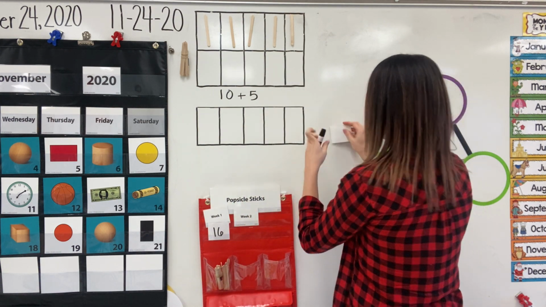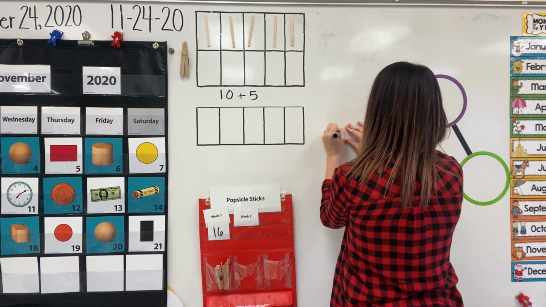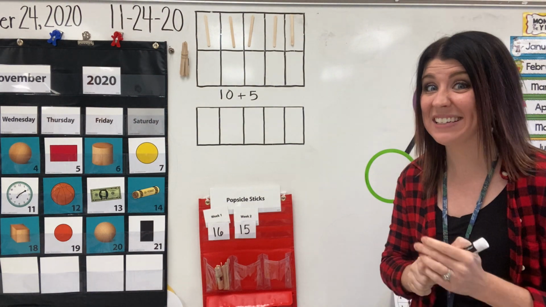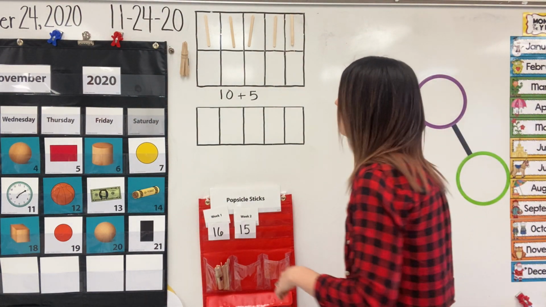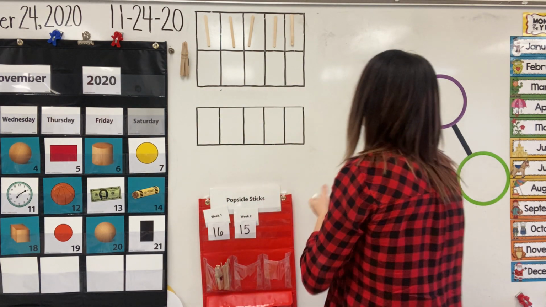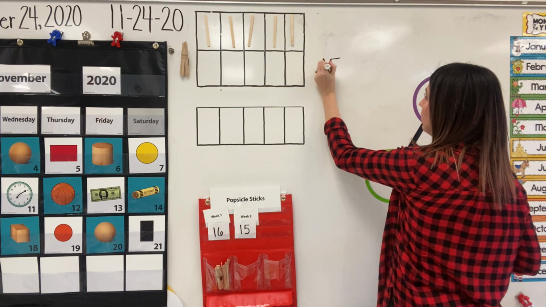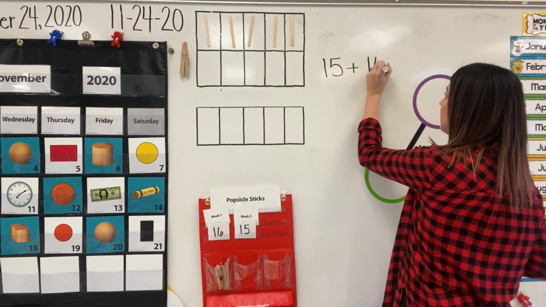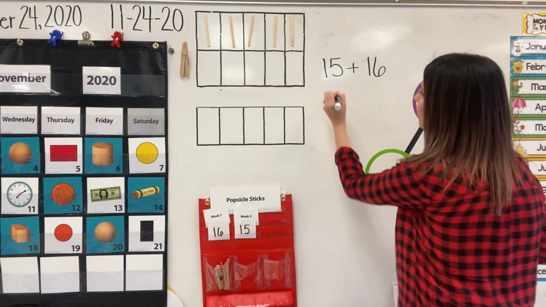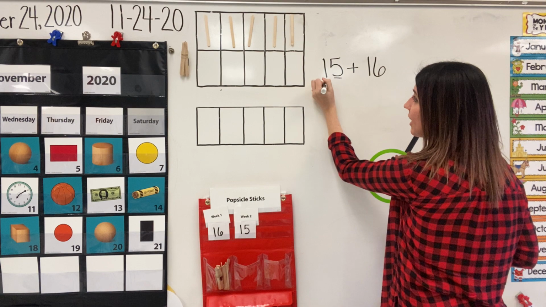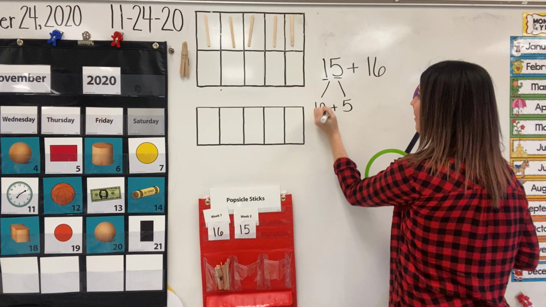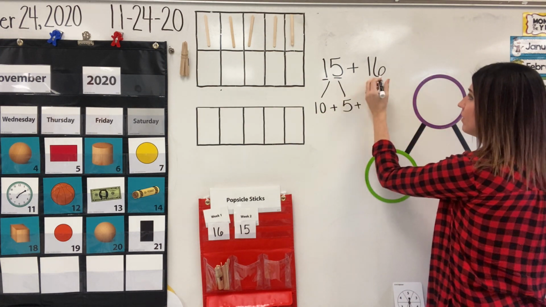Then we have a really big challenge. I want to figure out how many we collected all together. So I want to put 15 and 16 together. Whoa, that's a big undertaking. Do you think we can do 15 plus 16? That's a big deal. Let's think about this. What's 15 made out of? This is actually 10. This is actually 5. And what's 16 made out of?